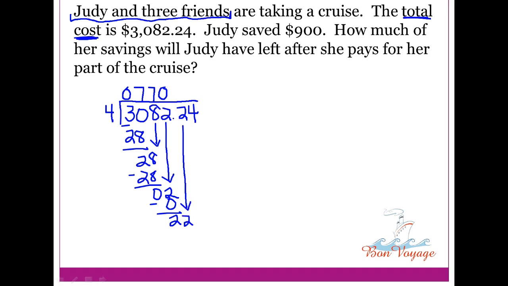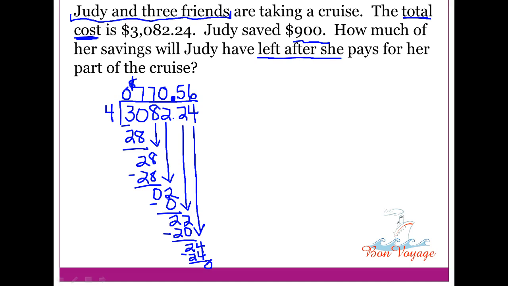5 times 4 is 20. We'll subtract the 20. We have a remainder of 2. Bring down the 4. 6 times 4 is 24. And then we have that remainder of 0. So we know that the trip will cost each person $770.56.